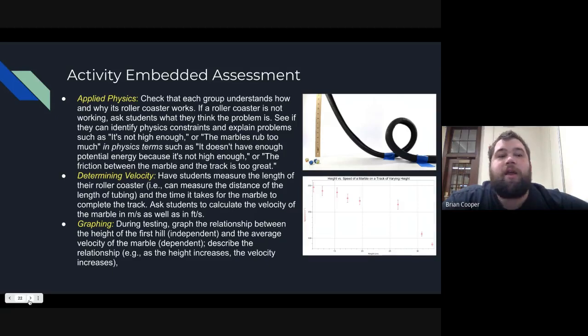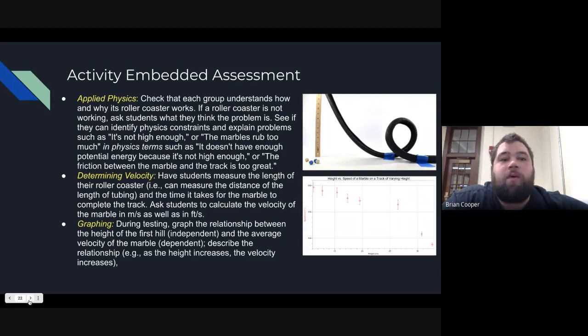So then how are you going to assess your students? Well, there is activity embedded assessment, which is an assessment done within the activity. And there are 3 options that you can choose from. The applied physics embedded assessment is to check that each group understands how and why its roller coaster works.